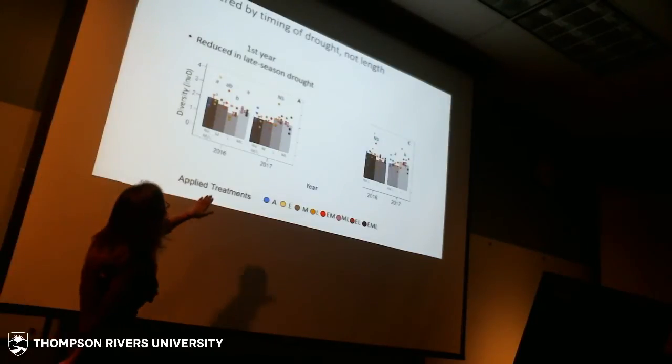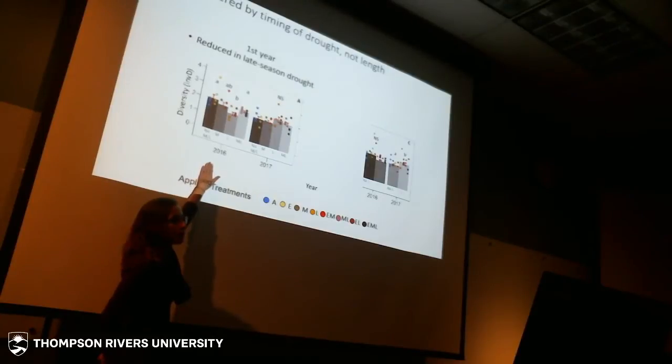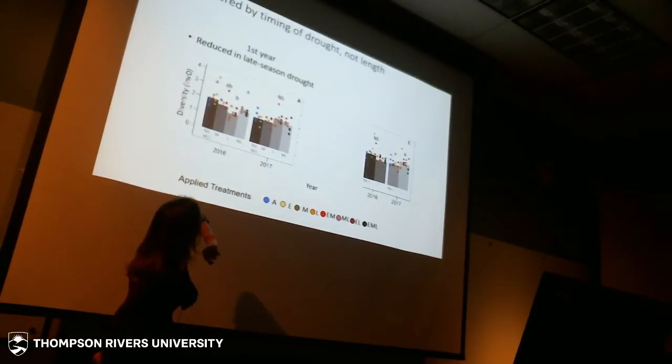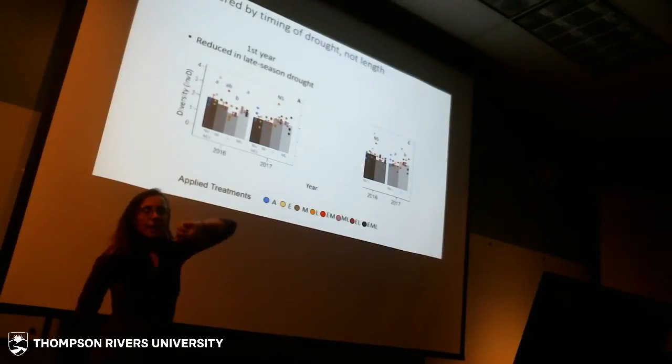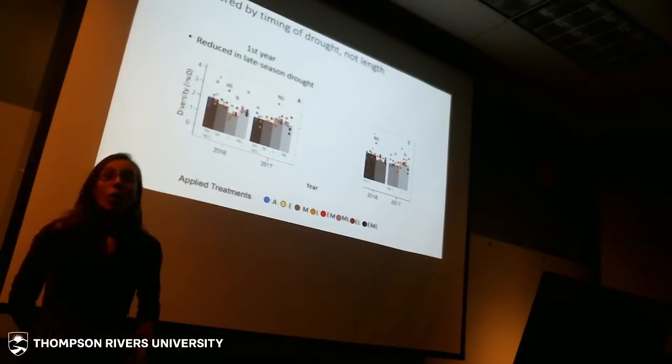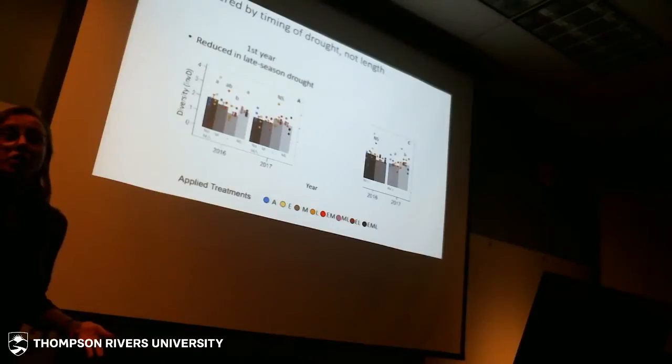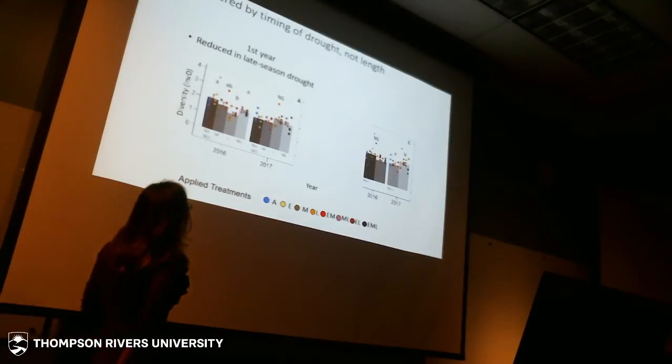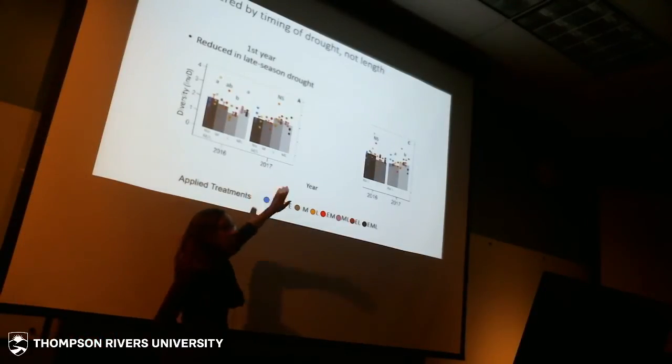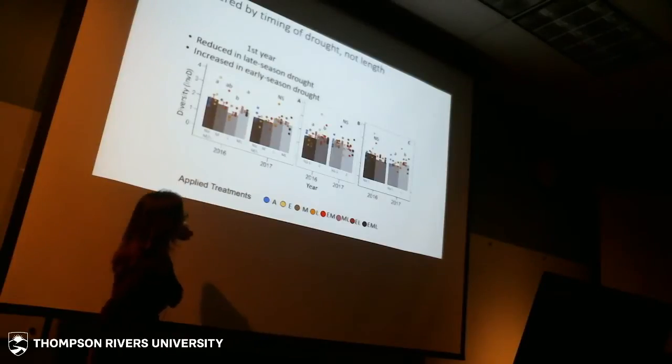So that's right here. This is 2016. That's that first year. It was reduced in late season droughts, which is what I had anticipated because I kind of thought that those plant communities would already be established and wouldn't really be changing diversity in that first year. What I didn't expect was that there was no significant changes in the second year.